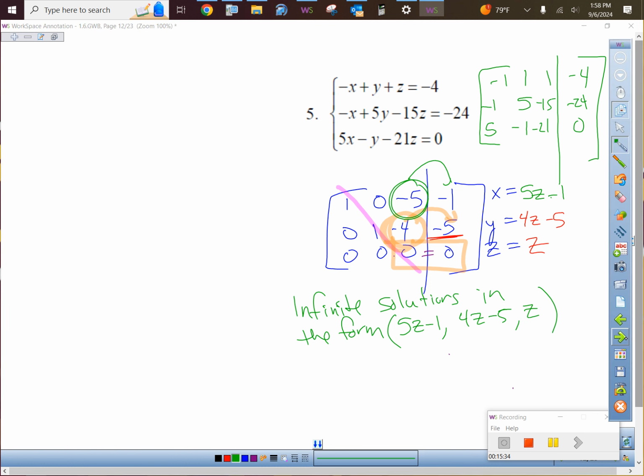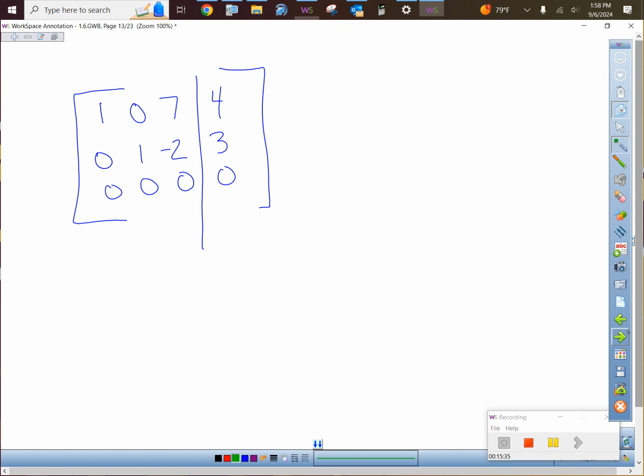Cool. What do I got next? Practice ones. You don't have to write anything down. Just practice. Tell your neighbor, if you got that coming out of your calculator, does that say one solution, no solutions, or infinite solutions? This is infinite solutions, right? So here's what I want you to do. One at a time. First, tell your neighbor what you'd let z equal. What would you let z equal?